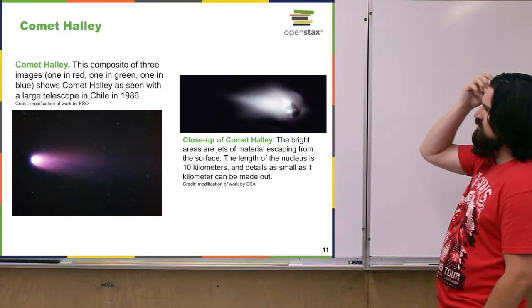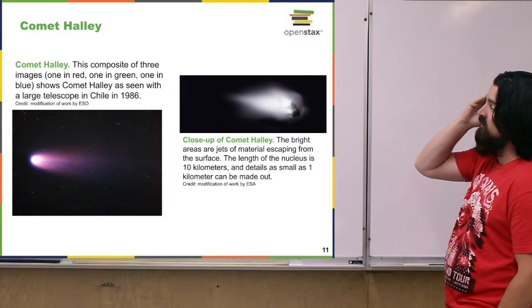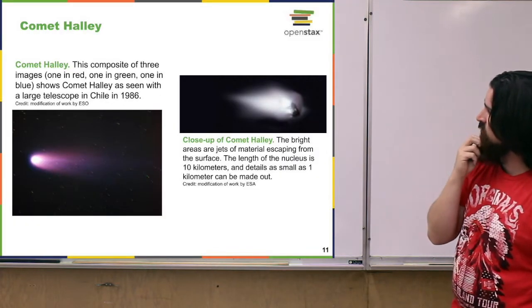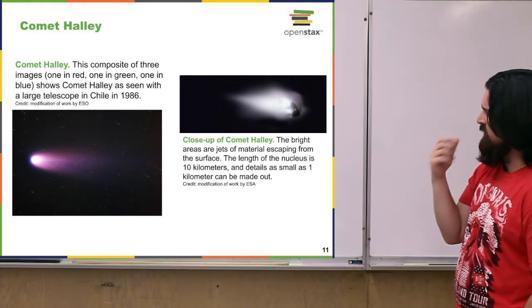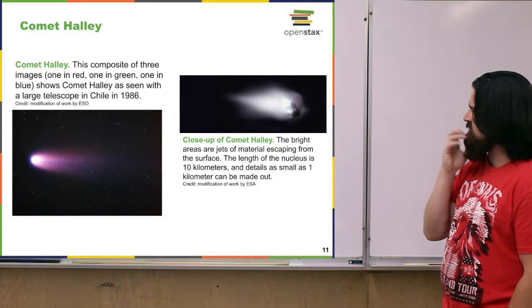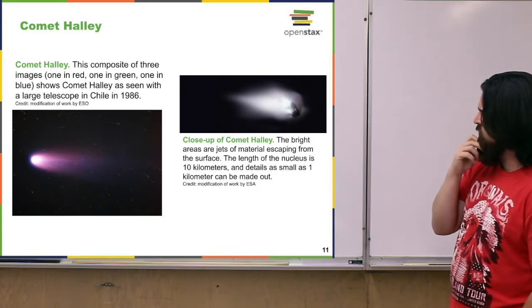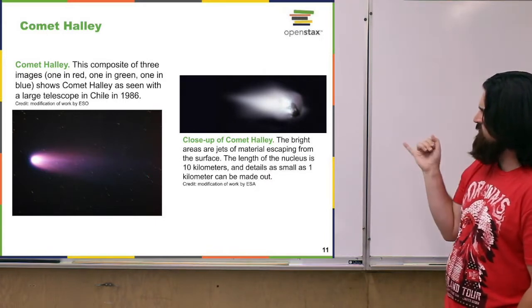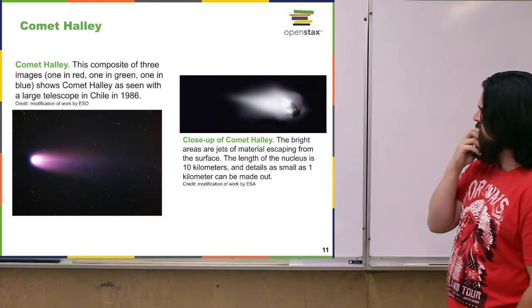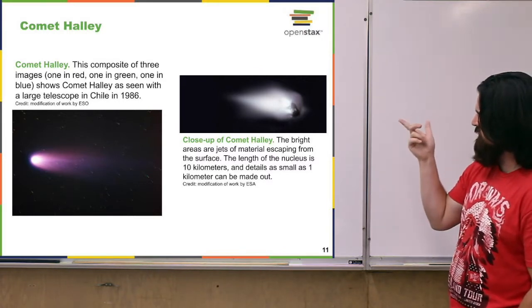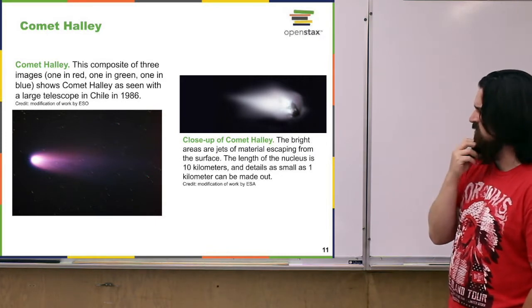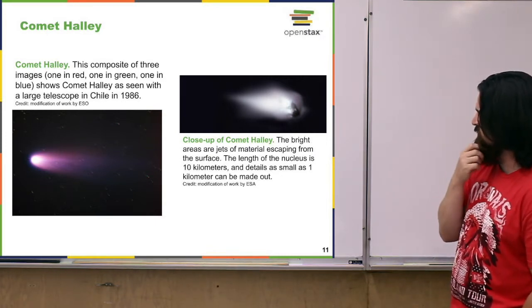So looking a little bit closer at the comet Halley, that image on the left was taken by a ground-based telescope in Chile, done in '86. The image on the right here, I don't have it written here, but I'm pretty sure that's taken by a spacecraft. To get that detail of the nucleus of the comet, you probably have to be out in space and probably close to it.